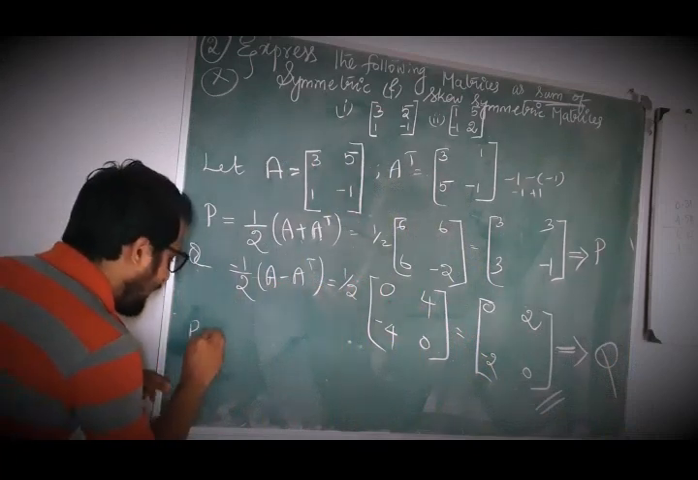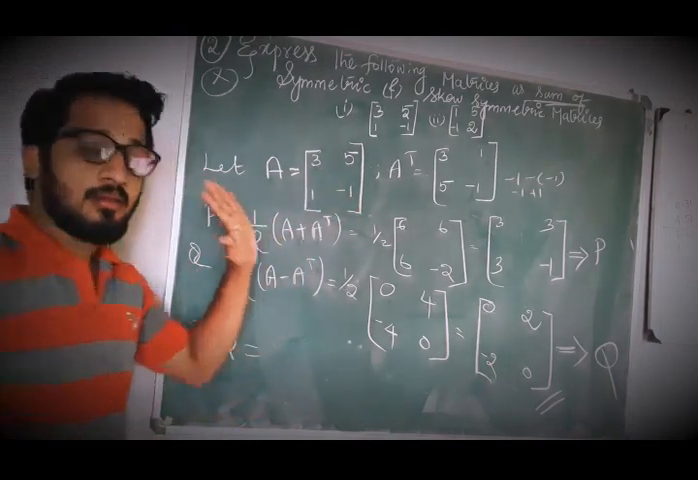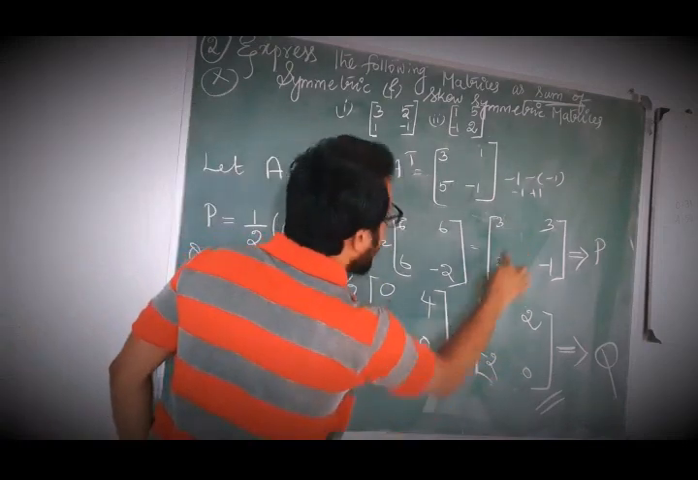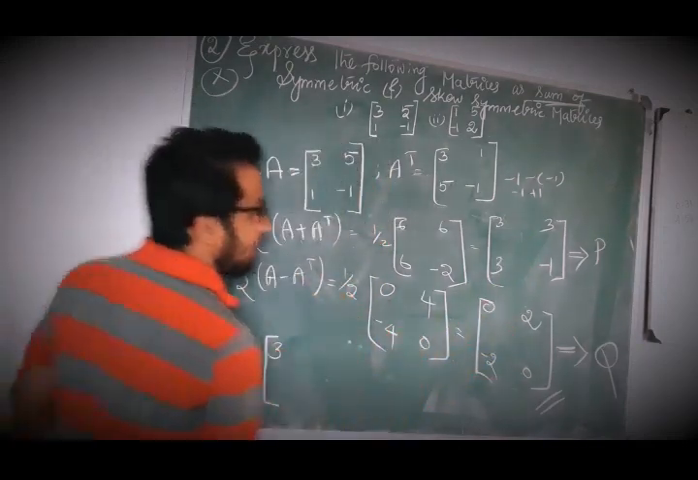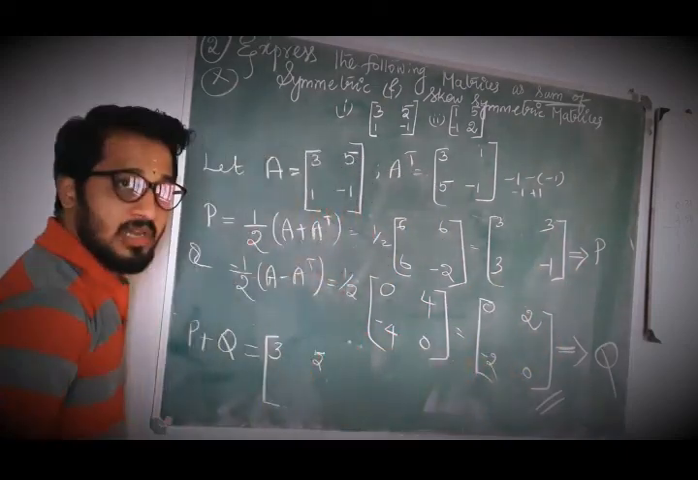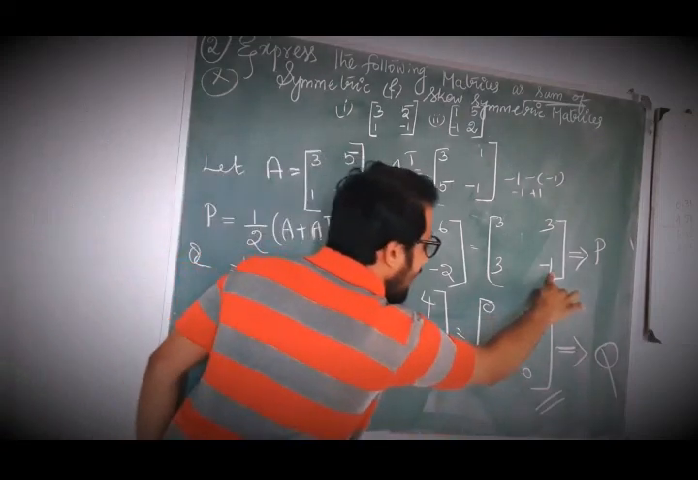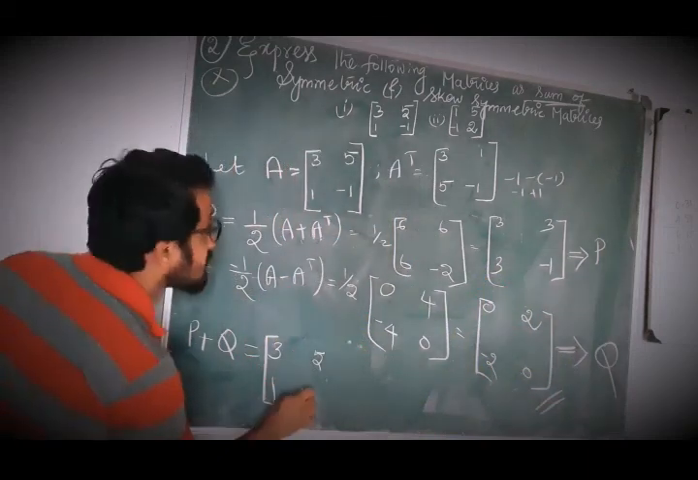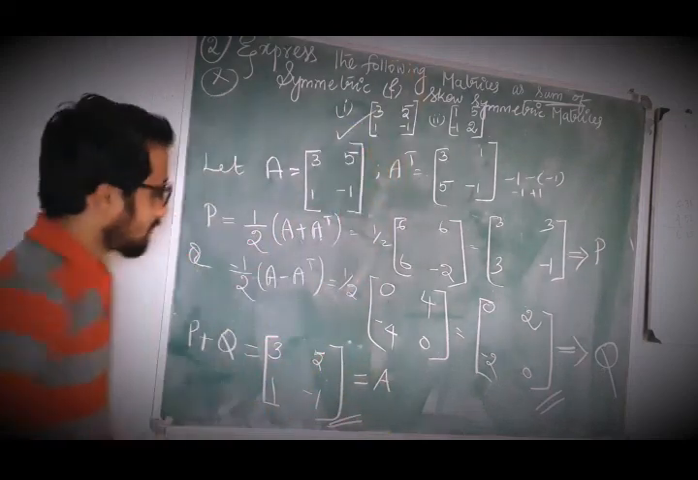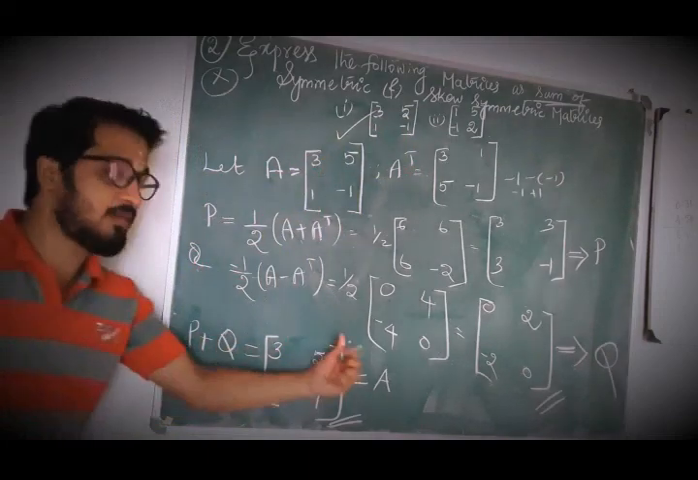So, after finding P plus Q, if you get the original matrix, then our task is completed. P plus Q. What is P? This is Q. Now, 3 plus 0, 3. Now, 3 plus 2, 5. 3 minus 2, 3 plus minus 2, that means plus into minus is minus, 3 minus 2 is 1. Now, minus 1 plus 0, that is minus 1. You got A. Check: 3, 5, 1, minus 1. That means you got A. P plus Q is equal to A.